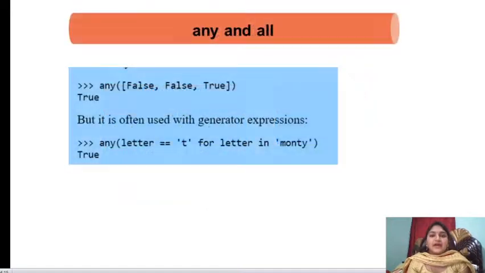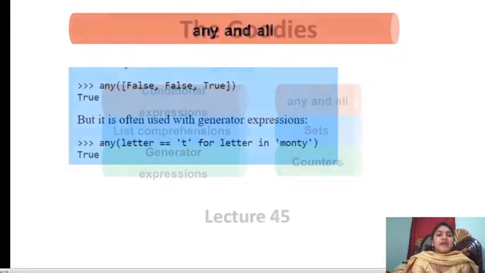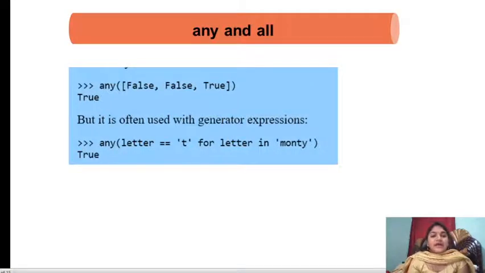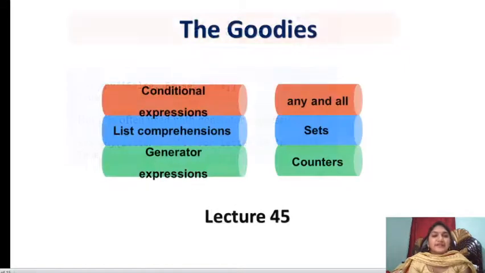Next, coming to any and all. I think we discussed these in the first unit, where we covered built-in functions. For any of False, True, the result is True, but it is often used with generator expressions. For example, any of letter equals t for letter in Monty is also True. That is any and all.